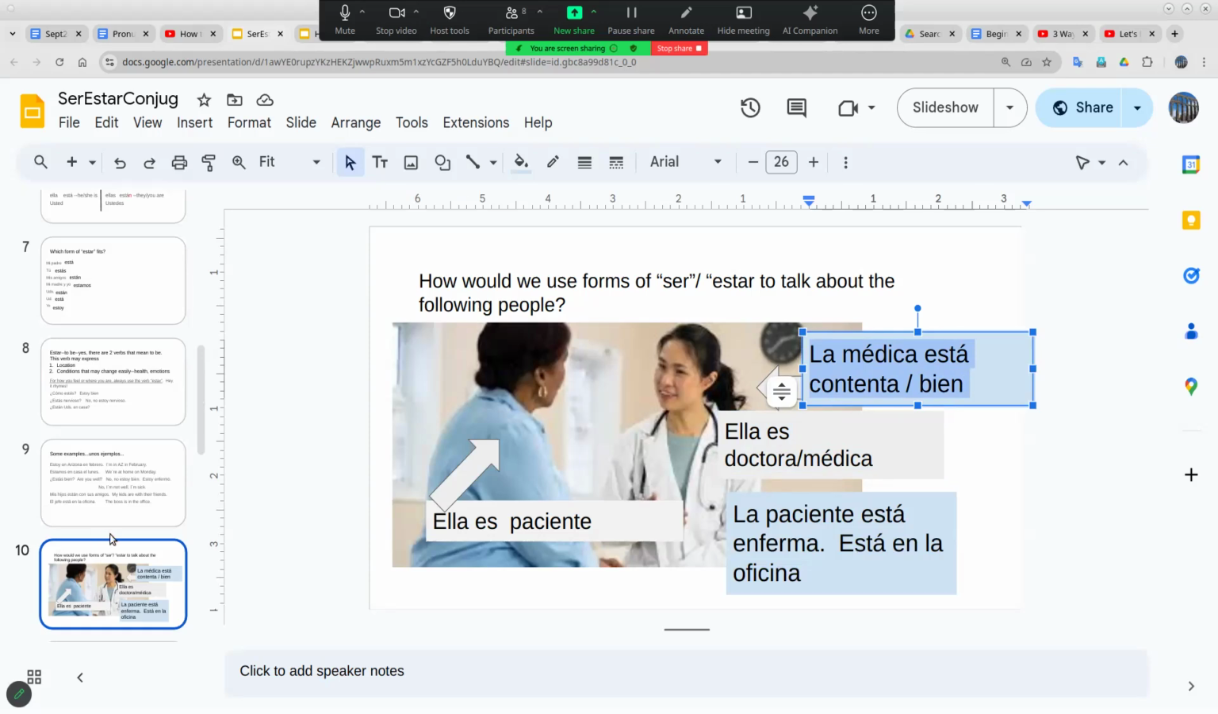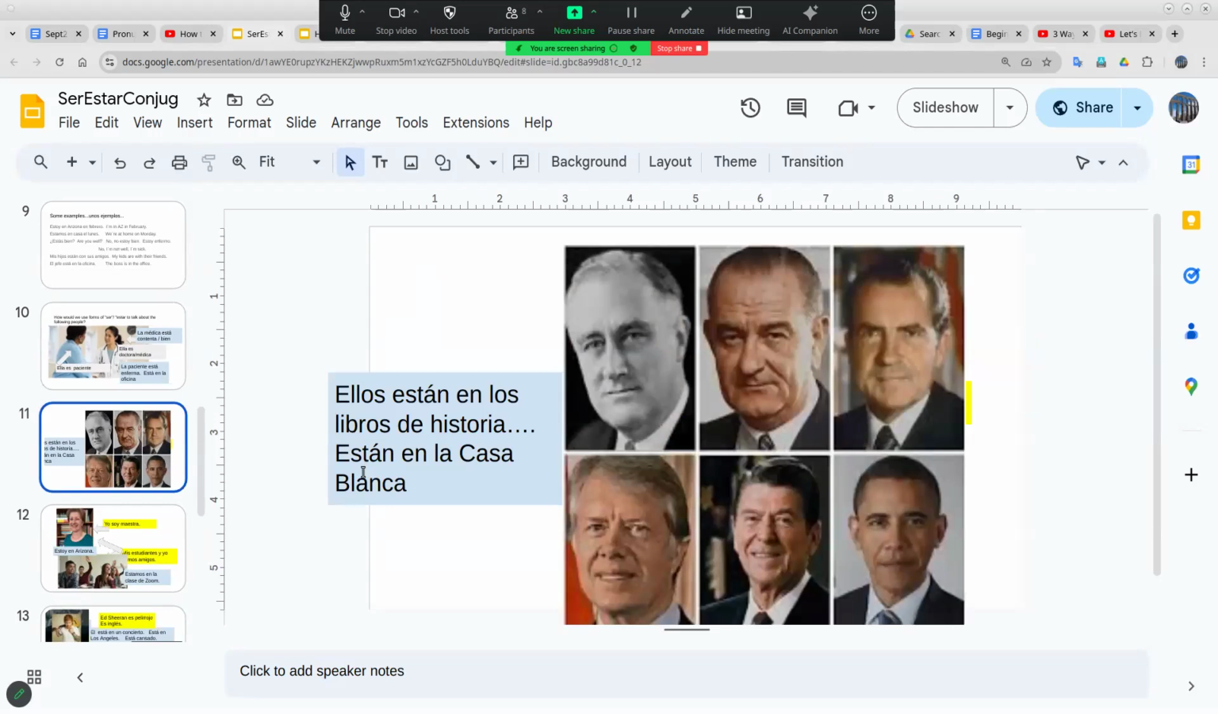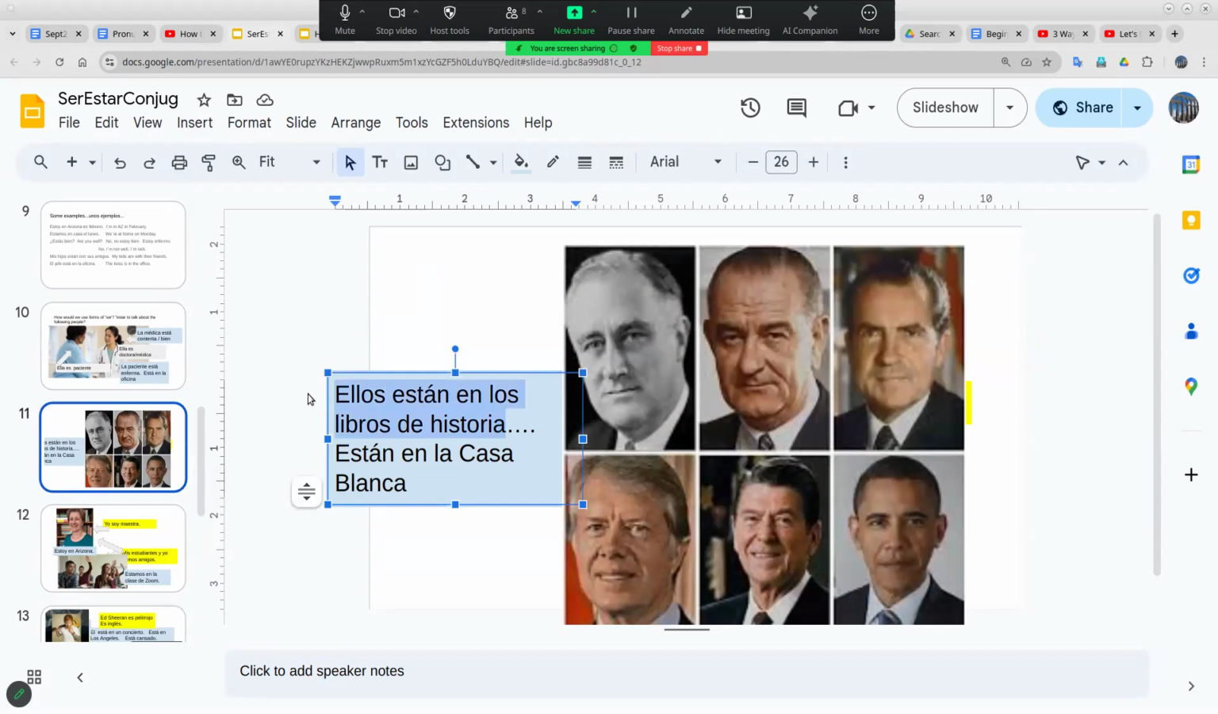Okay. And you'll get all these context uses here. I could say about all these men, oh, they are listed in history books. That's a figurative location. Ellos están en los libros de historia. They are in the history books. I know it's a figurative location. Oh, I know. Really, some of these people are no longer alive, but let's just put that aside for now.